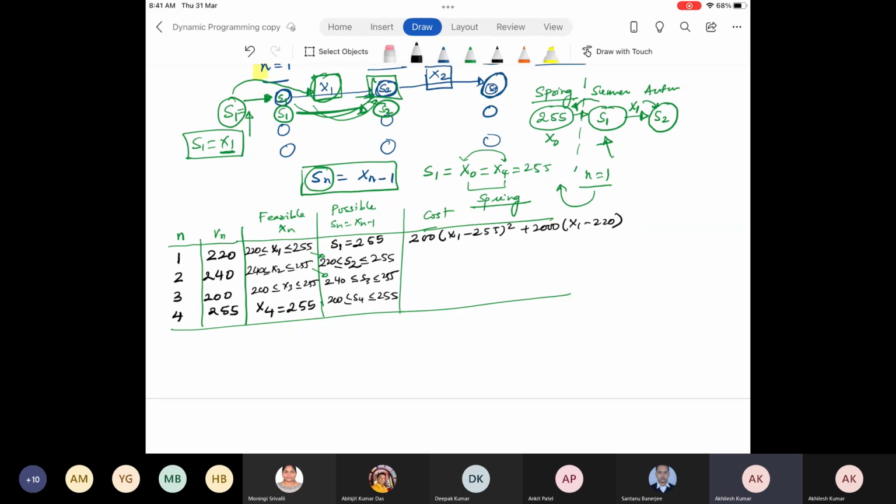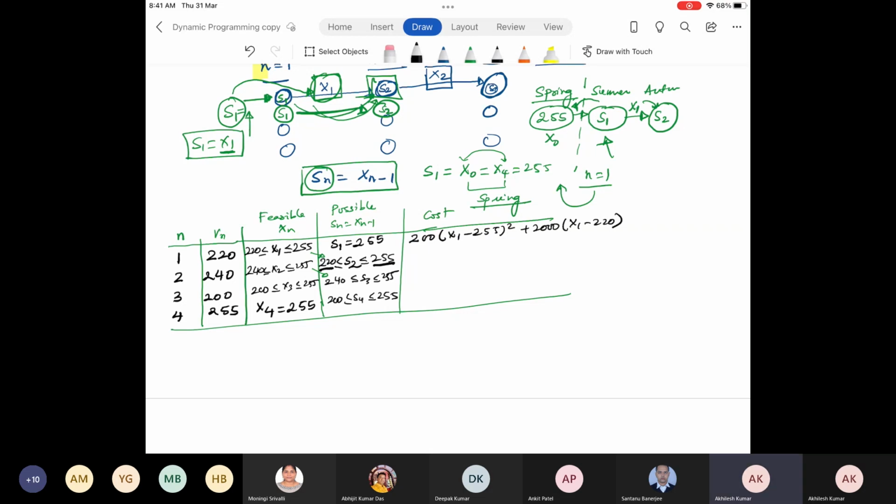So what I'm doing, I'm putting for S2 because S2 equals X1, so the range for X1. S3 is equal to X2, so range for X2. Or another way to see it is, no matter what you do in season 1, you have to keep the minimum requirement, that is 220, and the maximum is 255. So S2 should be between those two.